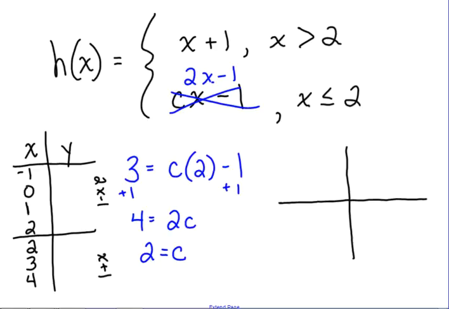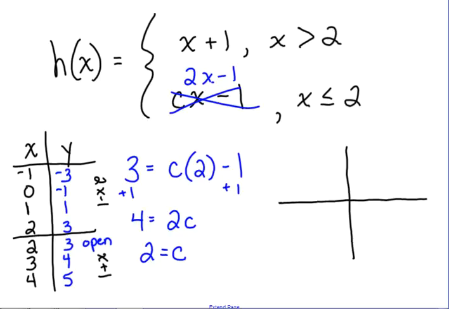So this one's pretty easy to fill in, 3, 4, 5, right? And this part is open. 2, 3 is open because it's not equal to 2. Okay, and the other one, 2 times 2 is 4, minus 1 is 3. 2 times 1 is 2, minus 1 would be 1. 2 times 0 is 0, minus 1 is negative 1. Or, hello, slope is 2. We're changing by 2 every time.